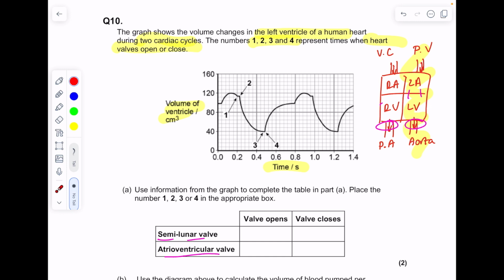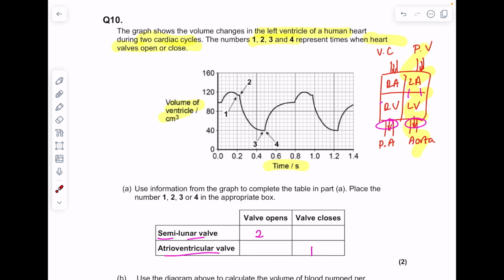So once it's full, to prevent backflow of blood into the left atrium, we need to close the atrioventricular valve here, which is what number 1 is. So immediately I can write 1 here. And then as that left ventricle fills, we'll need to then contract the wall of the left ventricle in order to force blood into the aorta. So obviously the semilunar valves need to open to accommodate that, which is what number 2 is. So we know that we're now emptying that left ventricle of blood.